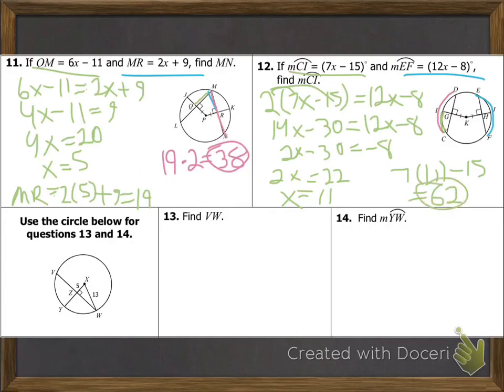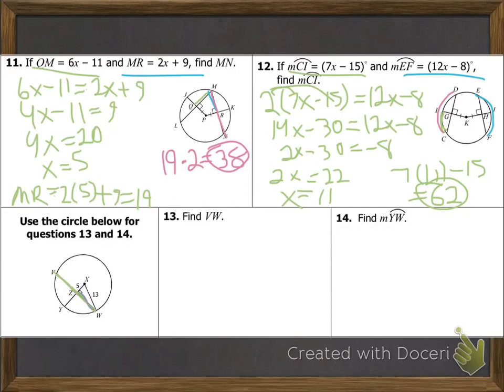All right, and finally we come to numbers 13 and 14. So it says use the circle below to answer questions 13 and 14. So we need to find the measure of VW. So that is going to be this entire piece right here. So for this, you're actually going to use Pythagorean theorem and a little trig, because if you notice, we have a right triangle here in our circle. So we can use that to help us out.